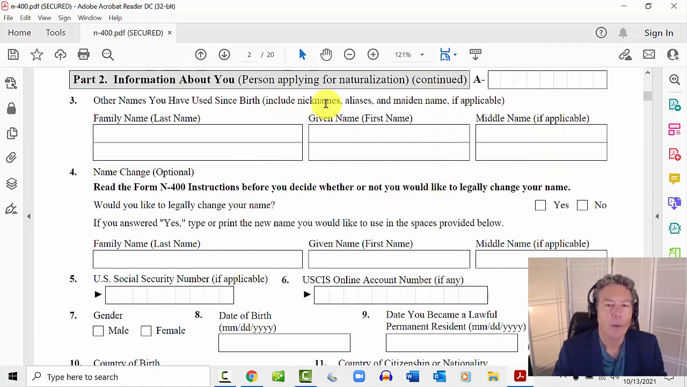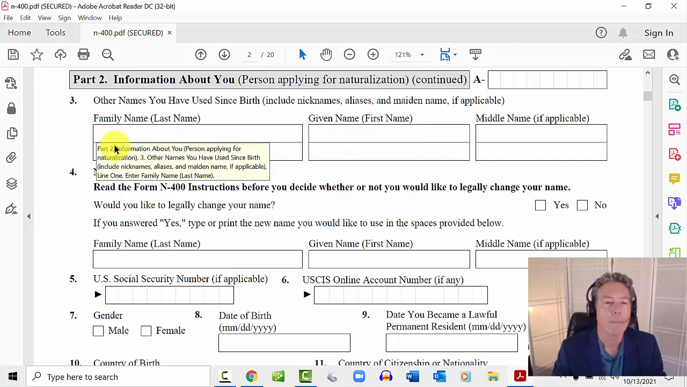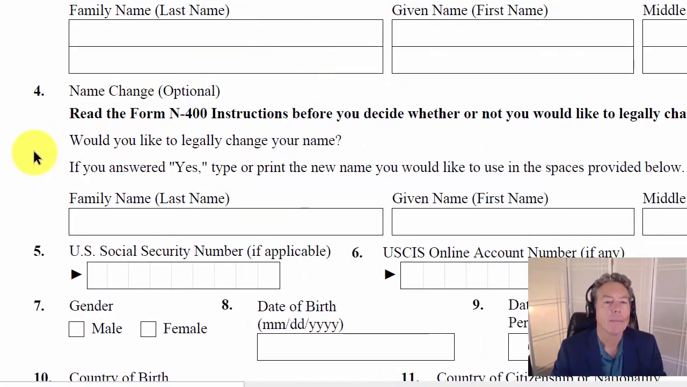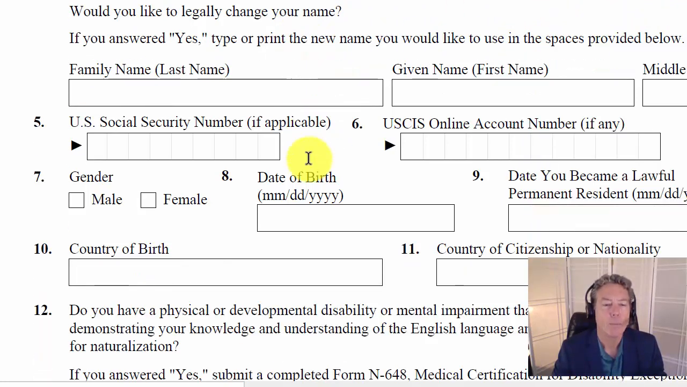Other names you've used since birth: aliases, maiden names, fake names. You want to list those, and if you've got a problem with fraud or misrepresentation or false documents, you might want to call a lawyer on that. All right, name change optional. I told you a little bit about this, but if you're in front of a judge, they can do a name change, which is great. Read the Form N-400 instructions before you decide whether or not you would like to legally change your name. Would you like to change your name? Yeah, go. And then put in all this information.